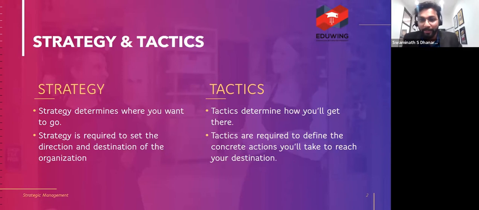I need to go to Rameswaram. I need to go to Abu Dhabi. I need to go to Ajman. I need to go to Sharjah. I need to go to Dubai. This is a strategy. How are you going to go? For that, we need so and so these things. That's for the tactics, small things.